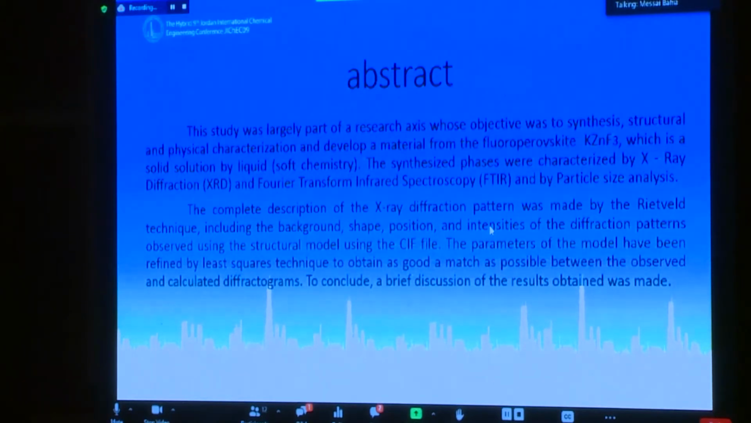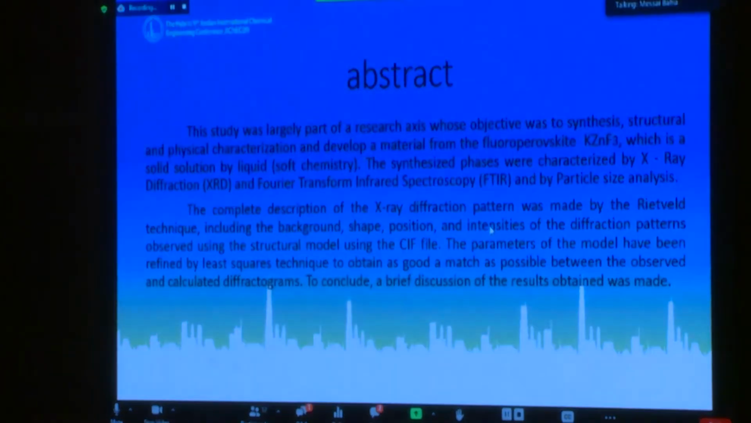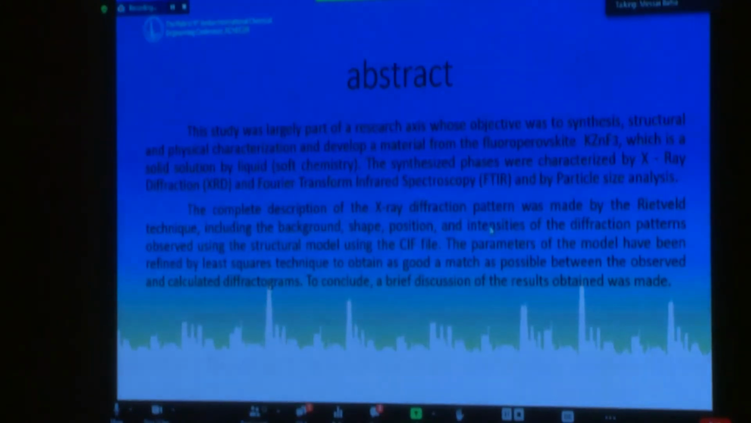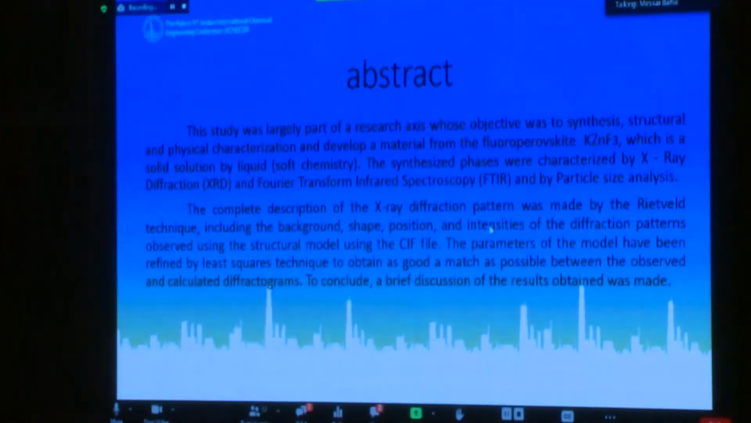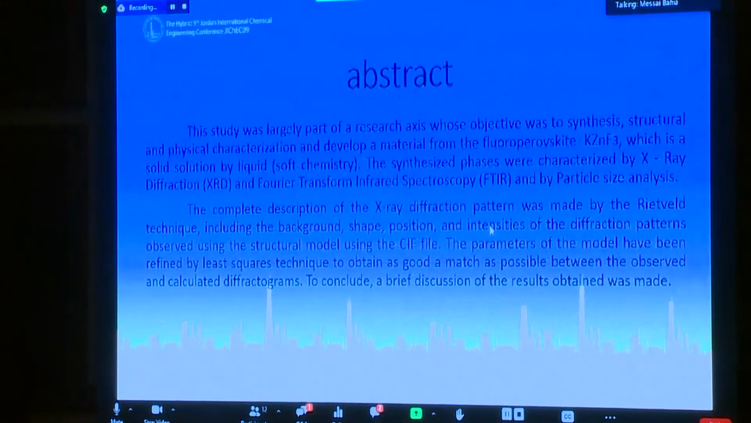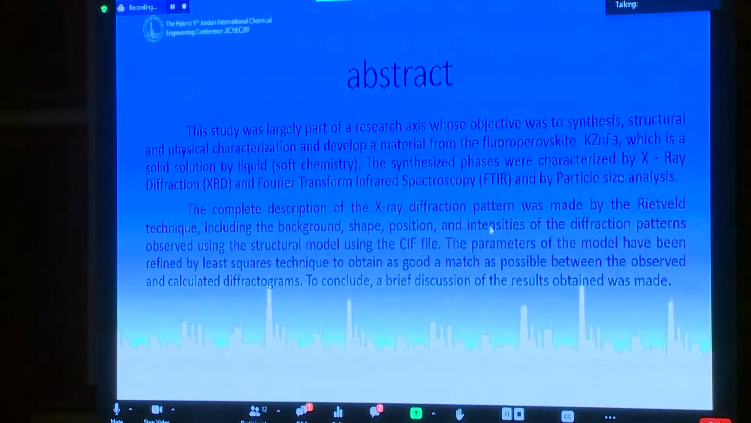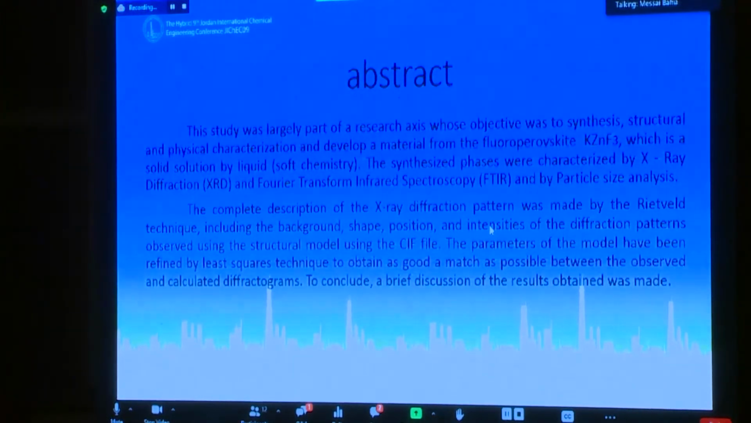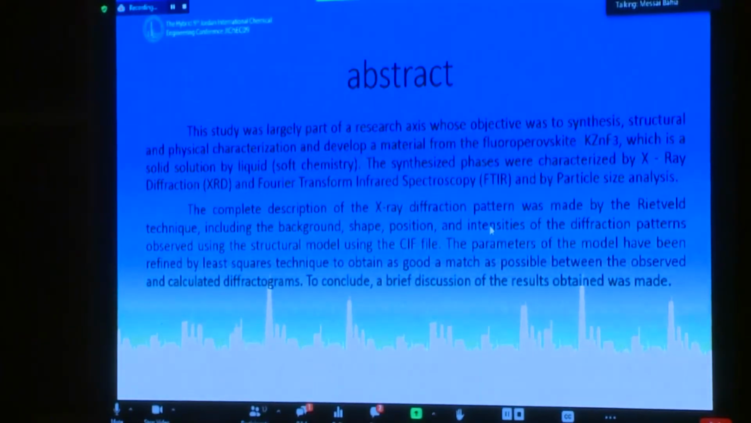The complete description of the X-ray diffraction pattern was made by the Rietveld technique, including background, shape, position, and intensities of the diffraction patterns, which is a simulation of the X-ray diffraction after the synthesis of this powder. Using the structural model from the CIF file, the parameters of the model have been refined by the least squares technique to obtain as good a match as possible between the observed and calculated diffraction patterns.